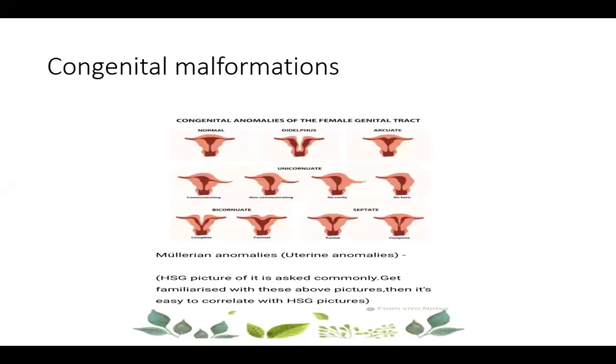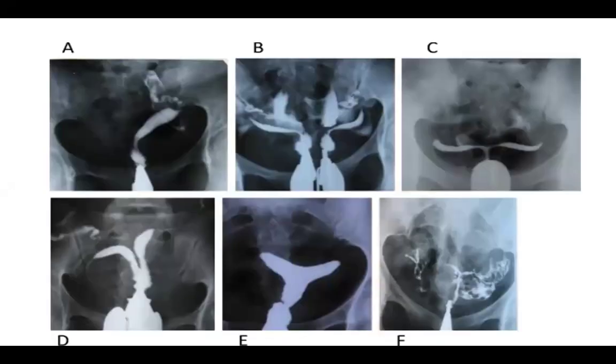Next topic is congenital malformations. Mostly this will be an image based question. It can be a combined clinical scenario with an image given and they will ask you the answers. Mostly the image will not be animated like this. It will be of HSG pictures. They can provide you with this and they can ask you either the diagnosis or the complications of it. Out of these, I'll show you the pictures which are very important.